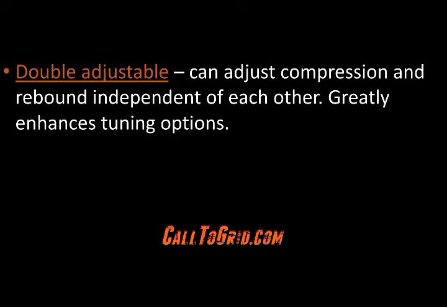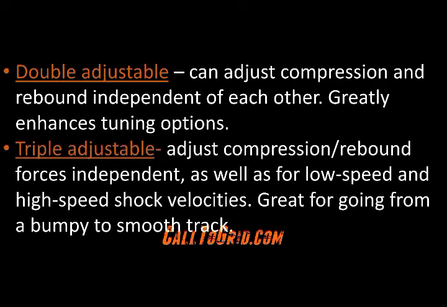A double adjustable shock allows the chassis tuner to adjust compression and rebound forces independent of each other, greatly influencing tuning options. A triple adjustable shock allows for adjusting compression and rebound forces independent of each other, as well as adjusting for low speed and high speed shock velocities independent as well, further enhancing tuning options. This is great when going from a smooth track surface to a more bumpy track surface.